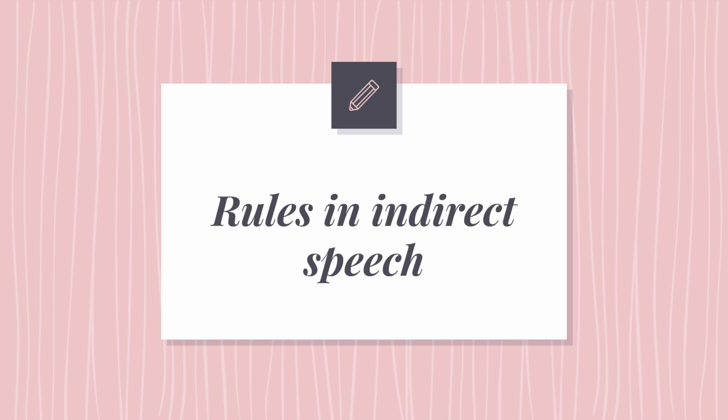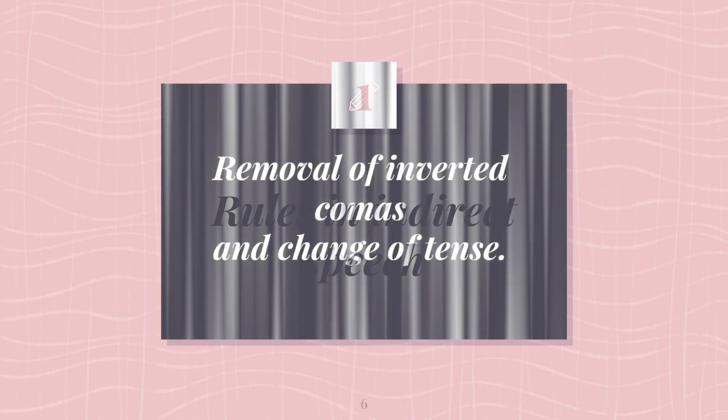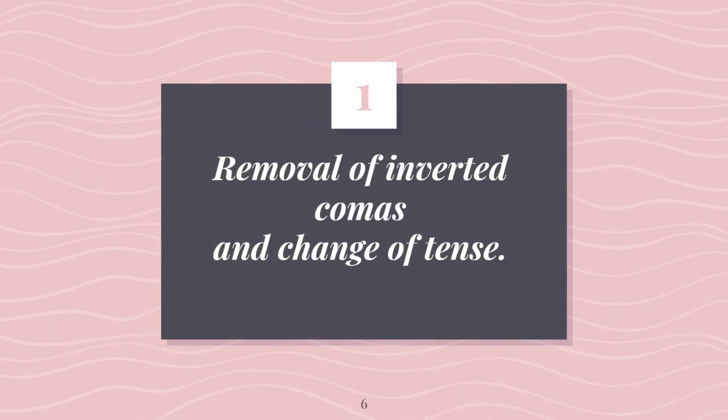Rules in indirect speech. Number one, there is a removal of inverted commas and change of tense. When we are changing direct into indirect speech, the first rule is we remove inverted commas and there is a change of tense. The change of tense is based on a few rules. Let me explain it to you.